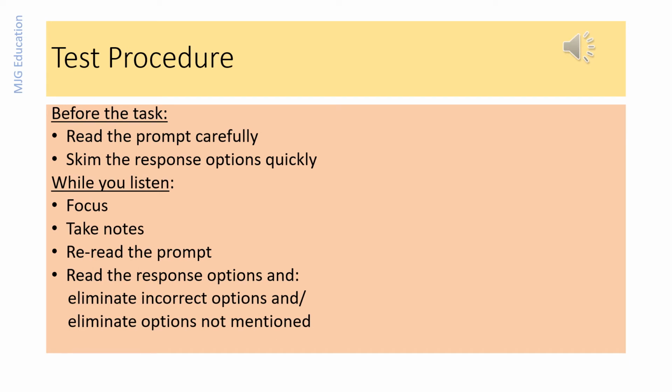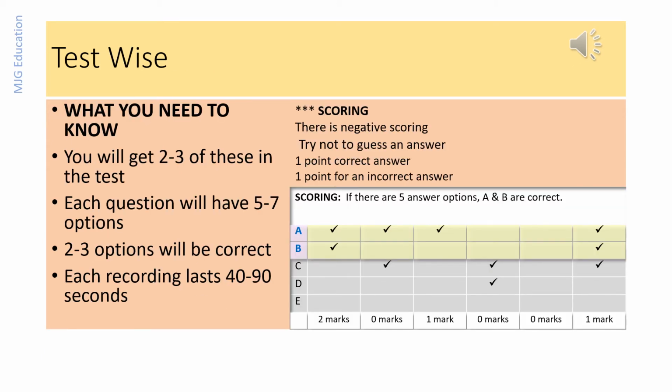As a form of test procedure, read the prompt carefully, skim the response options quickly. This is before the audio recording. Focus. While you're listening, take notes. Reread the prompt when you're done. Read the response options, and you either eliminate incorrect options and/or eliminate options not mentioned. Taking notes with this task is very important because it's a very long lecture and there are multiple possible answers. Also, be prepared for that very first sentence, because that first sentence will give you the gist of what the entire talk is about.